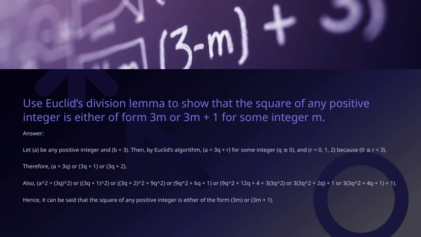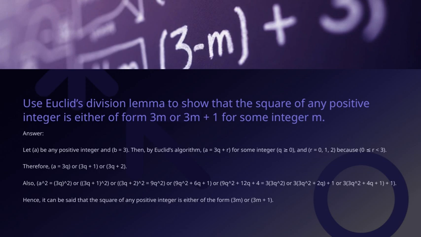Next, if we square a, we're looking at a², which can be written as (3q plus r)². Expanding that, we get 9q² plus 6qr plus r². Now, depending on whether r is 0, 1, or 2, the resulting expression simplifies differently. For r equals 0, a² simplifies to 9q², which is clearly divisible by 3, so it fits the form 3 times some integer m.